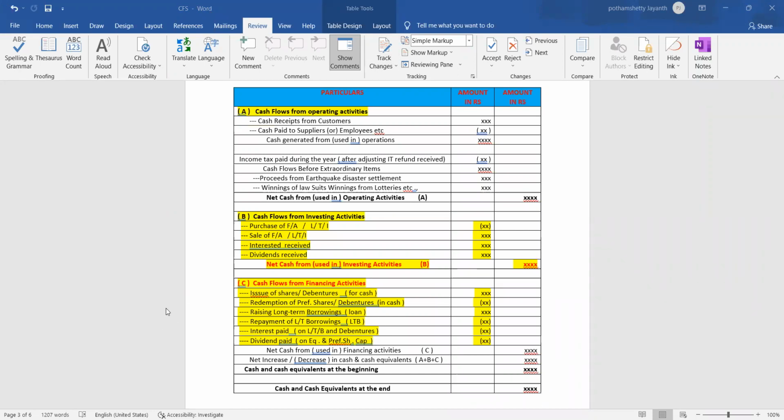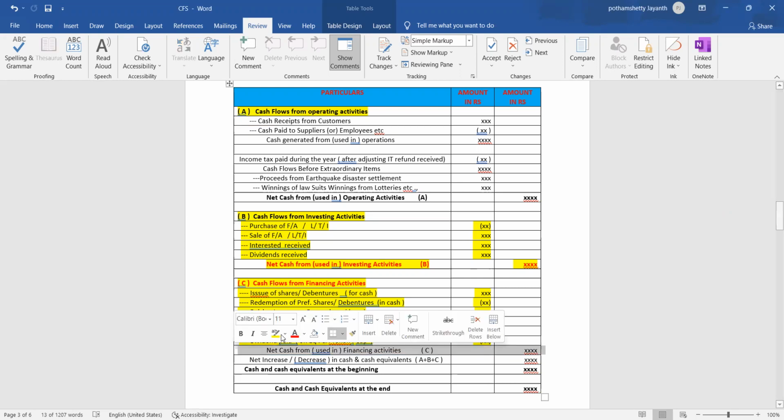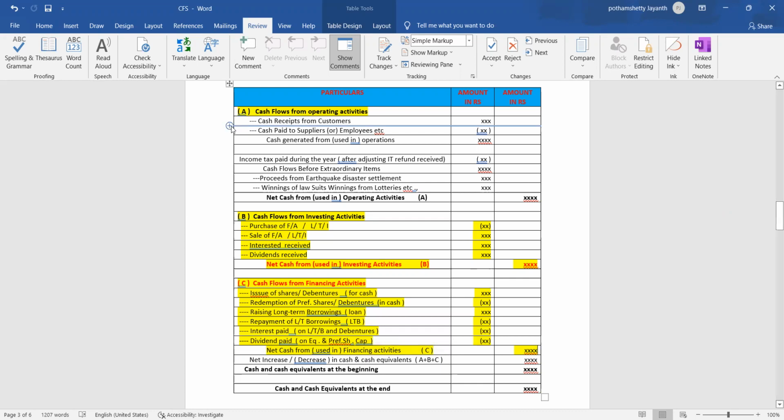Okay, these are the things you need to see. After doing all these things, what will you get? You will get net cash from financing activities. Okay, and operating activities.